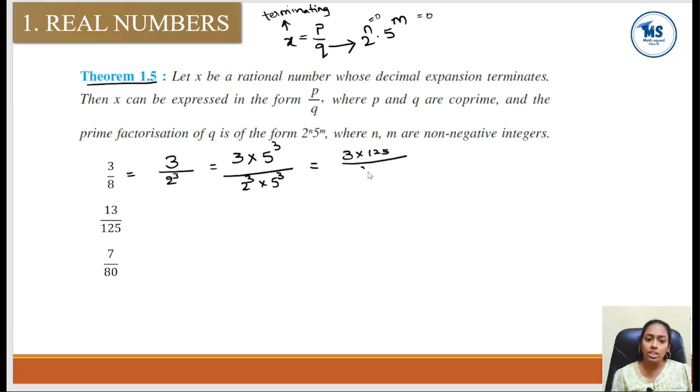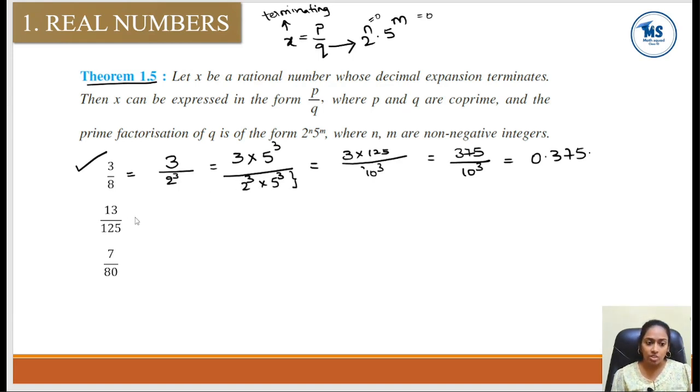2 into 5 is 10, so this I can write as 10 cube. 125 into 3: 5 3s are 15, 3 2s are 6, 7, so 375 by 10 cube. This I can write as 0.375. Since it is 10 cube here, I'll put my decimal point 3 places from the right. So this is terminating. Here, since you have 2 power n, 5 power m, the denominator is in the form of 2 power n, 5 power m. So the rational number 3 by 8 is terminating.